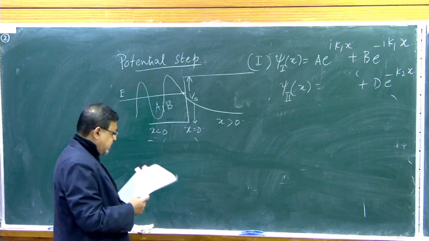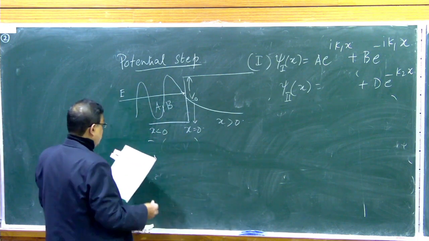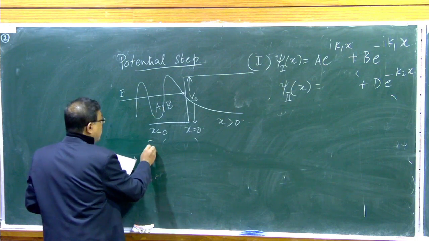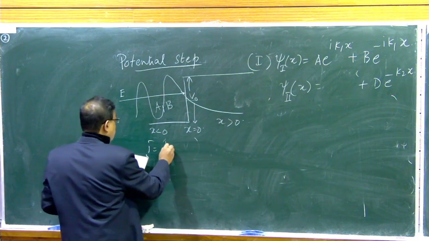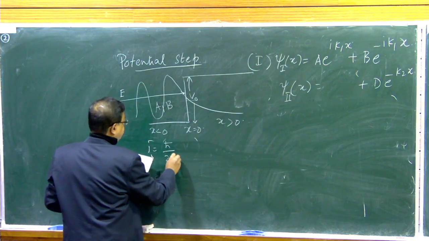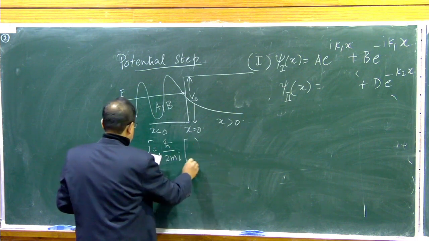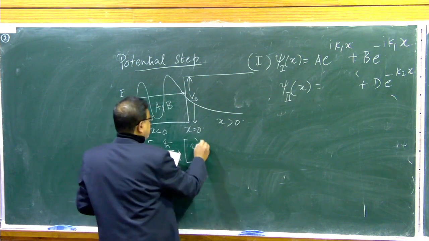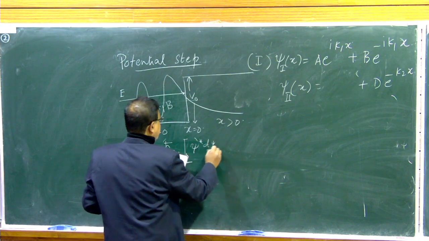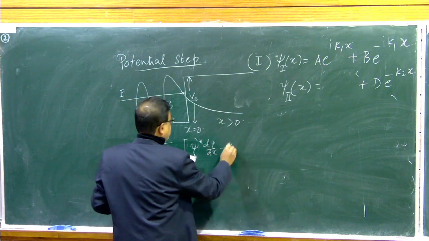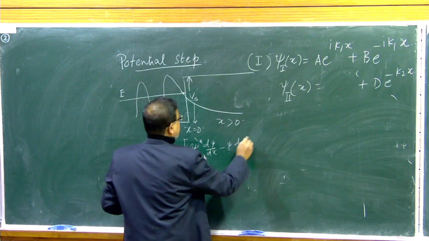Something very interesting happens, which I will leave to you: if you calculate J, which is equal to, I have given you the form, psi star d psi dx minus psi d psi star dx.